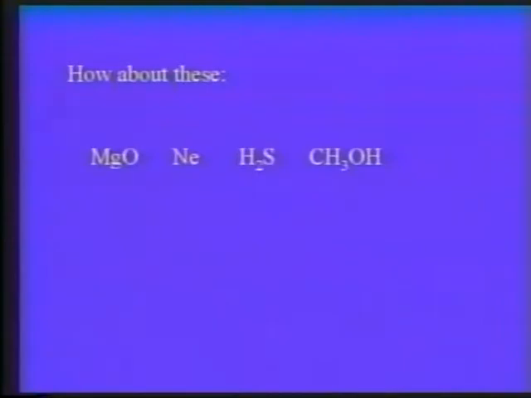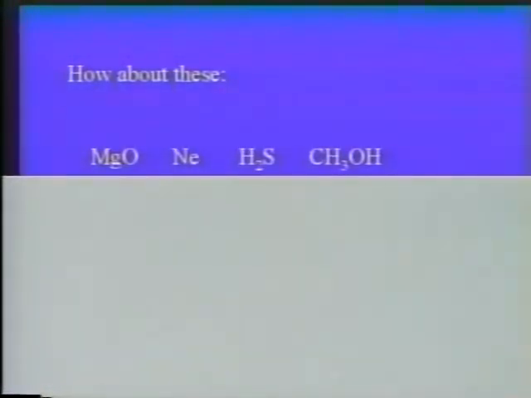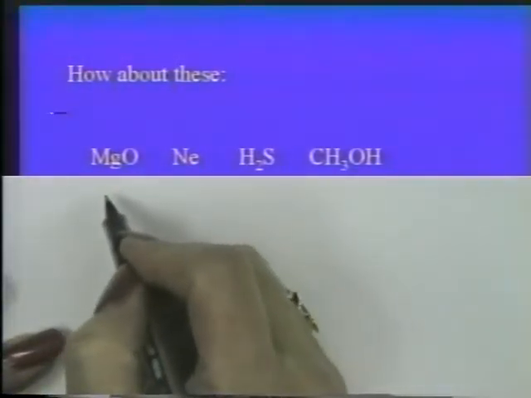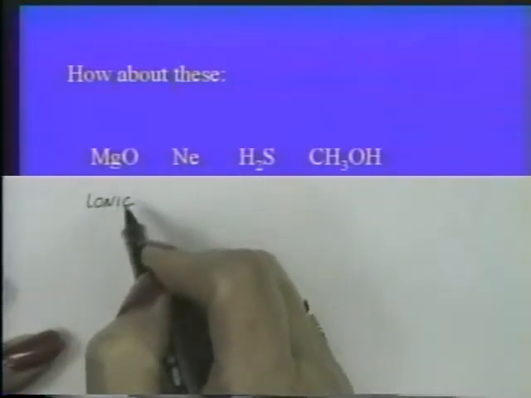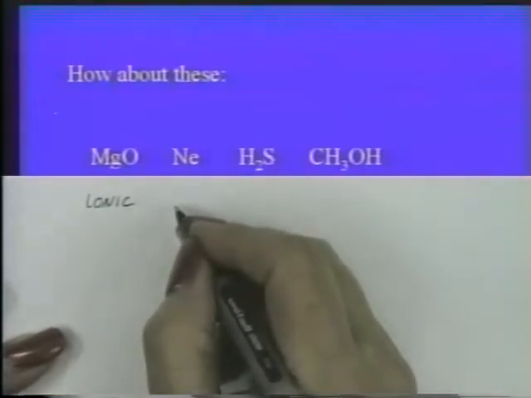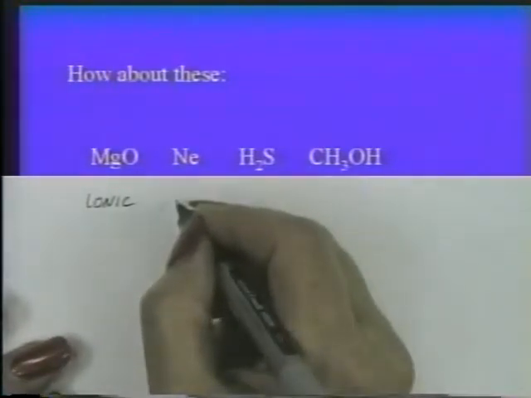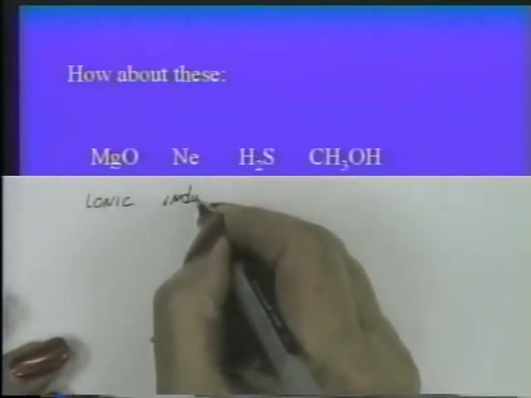How about these? All right, now let's look at this one for a minute. Think about it. Takes you back to your days of study of bonding, doesn't it? Well, let's see. What kind of bonding is in magnesium oxide? Ionic? Yeah. And what about neon? Oh, there's no bonding in there at all. It doesn't have any ions or anything. It's kind of like helium was. It's a little bigger than helium, though, isn't it? So it's going to have to be induced dipoles.